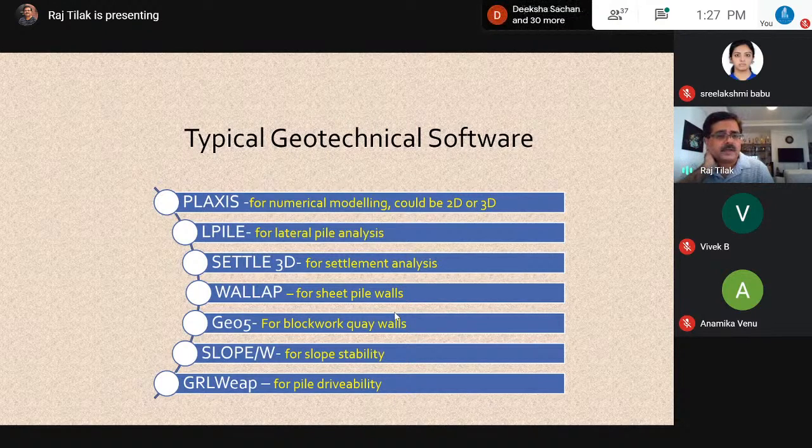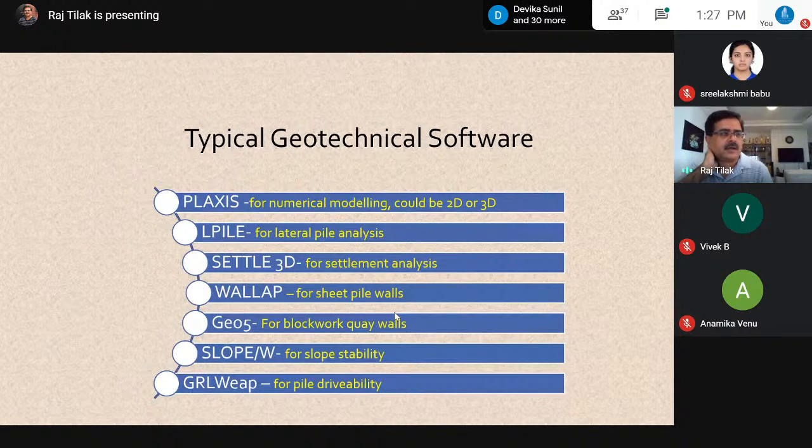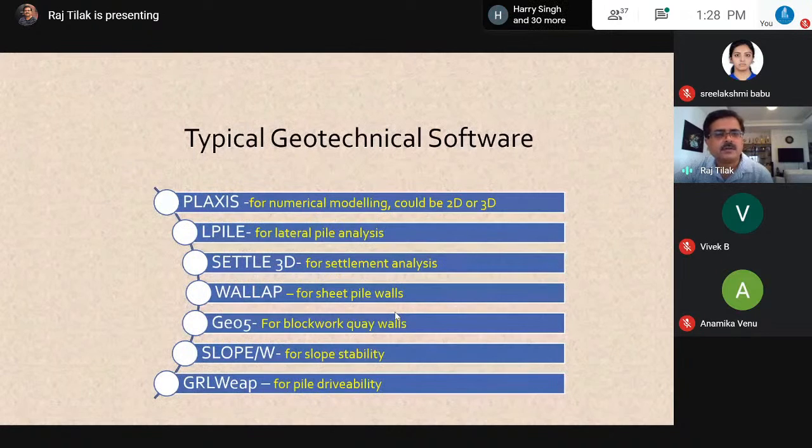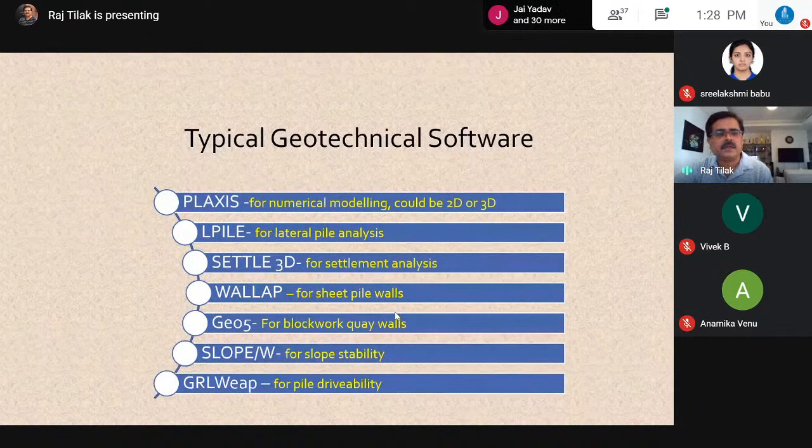You can still follow your Excel sheets, and these are not going to deviate too much from what these software give. But sometimes in complex scenarios, your Excel sheets have limited use, and this is where this kind of software kicks in. Similarly, for sheet pile walls or retaining walls, you need Wallap, and there is other software like SCOPE W and GRLWEAP for pile drivability in offshore conditions. So just be aware that there is certain software which will ease your effort in the future.